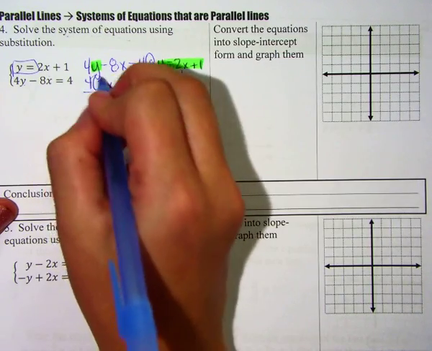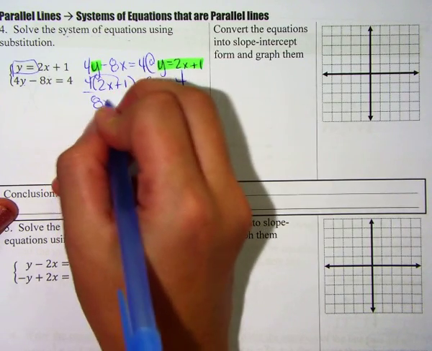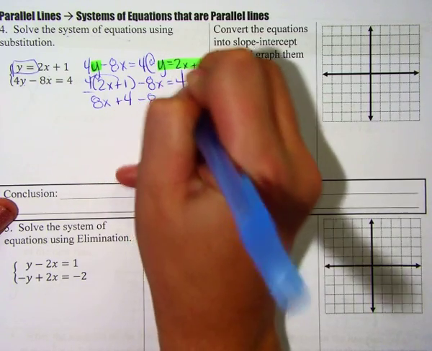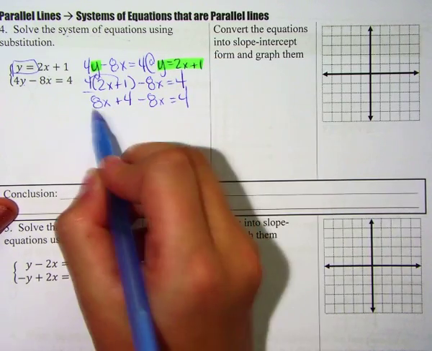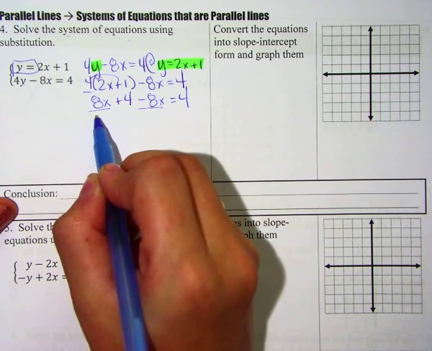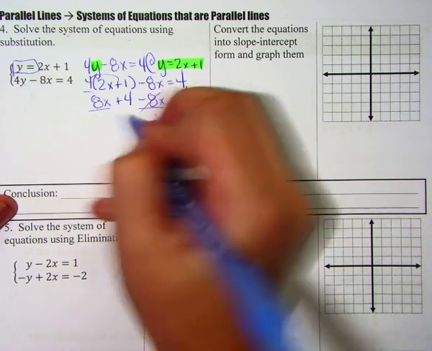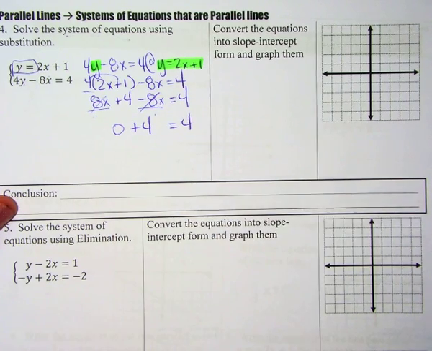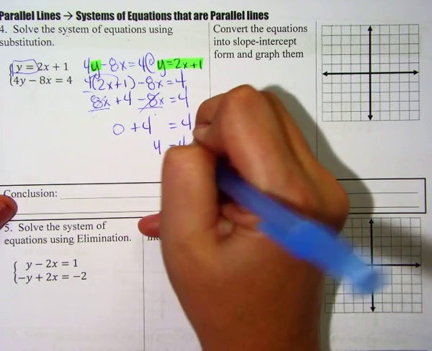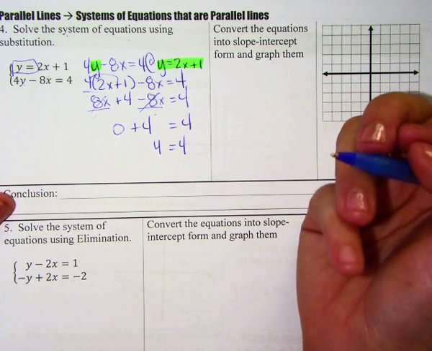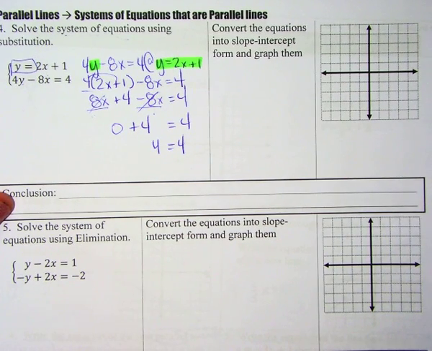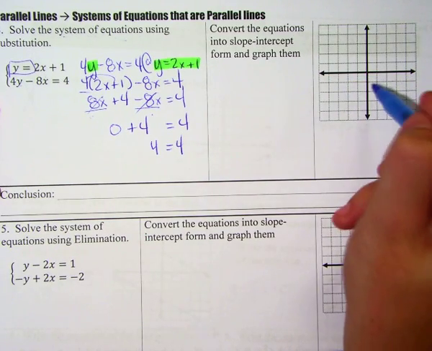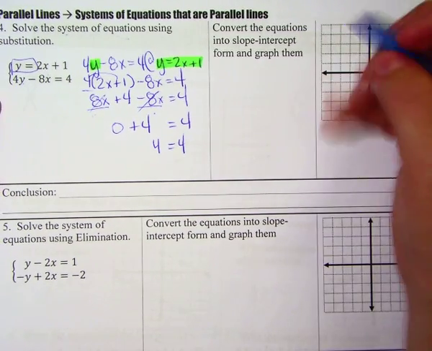I'm going to distribute this 4 to both terms. Now I'm going to combine like terms. 8x minus 8x is actually 0 x's. And so I get 4 equals 4. That's not a solution. That's not what we know this as. And so this is kind of weird. So let's take a look on the graph and see what's happening here.